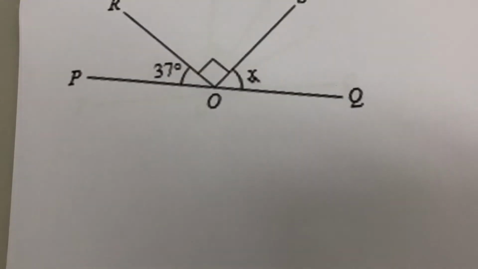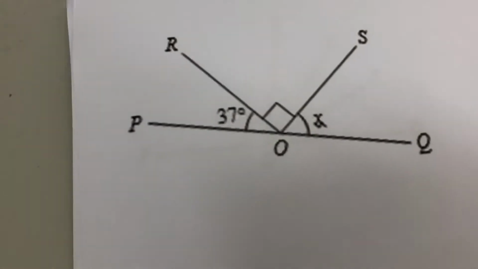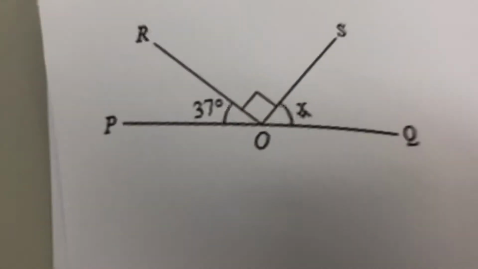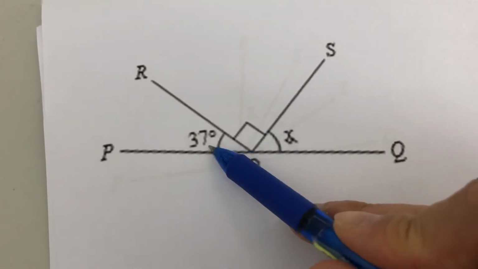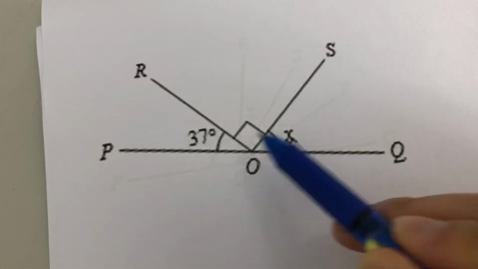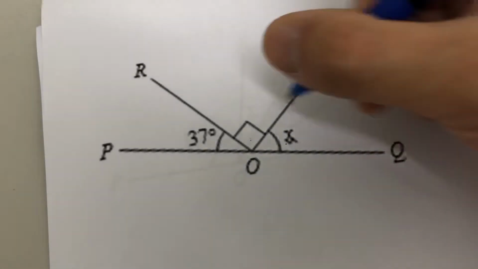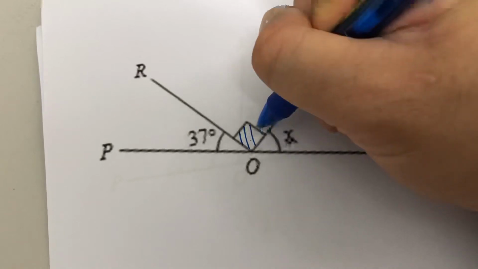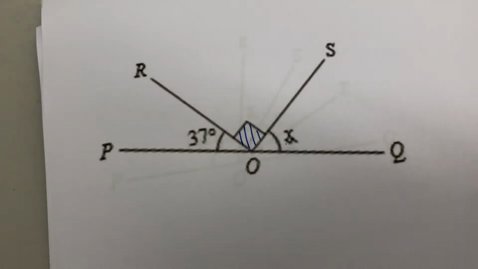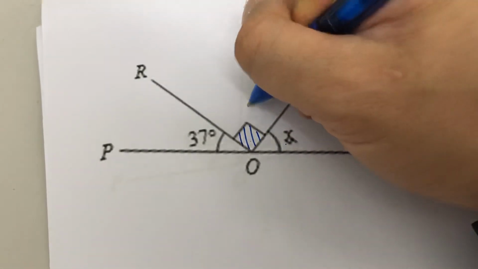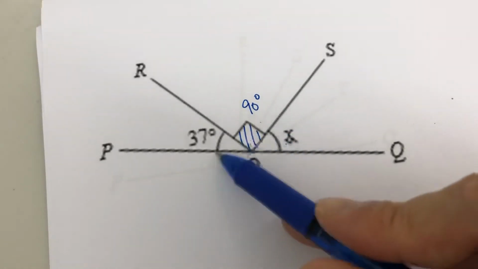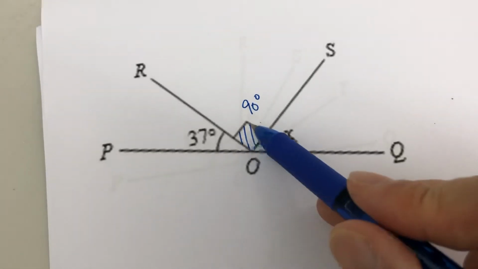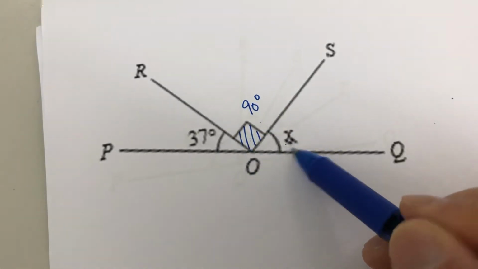Next. What about this one? So we see that we have three angles, 37 degree and x. Then what about this? Do you remember what it means by the square? The square means it is a right angle, which is 90 degree, right? So, are you able to find x? Do you know the relationship among these three angles?